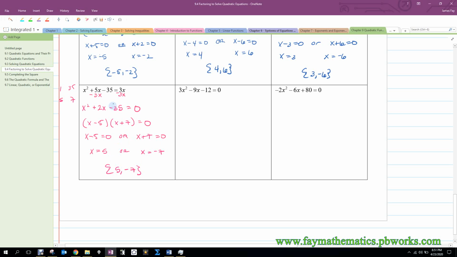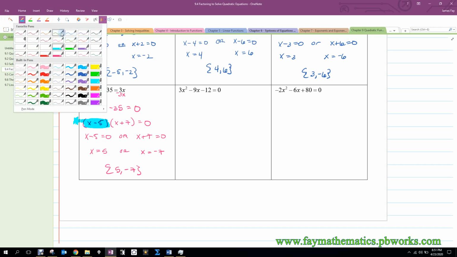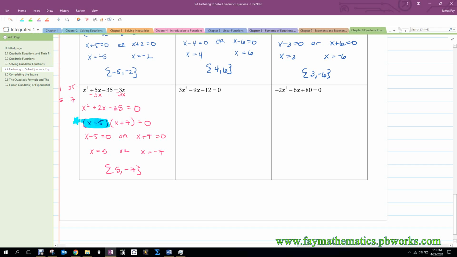And just real quick, I think it makes sense to talk about this at this point. If I plug 5 in right here, just to prove this zero product property, that number becomes 5 minus 5, which gives me 0. And this gives me 12. Well, what's 0 times 12? It's 0.